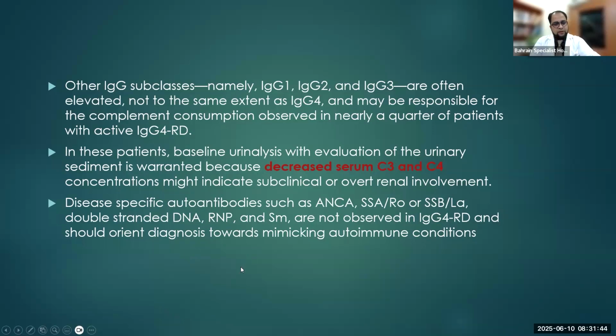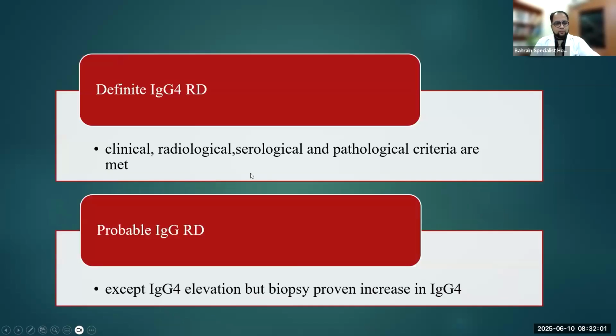So before coming to the final diagnosis, we have to rule out other specific autoantibodies like ANCA, anti-SSA Ro, anti-SSB La, double-strand DNA, anti-Sm, and other specific autoantibodies. So when all the criteria are met, the diagnosis is given as definite IgG4. When there is no elevation of IgG4, the wording of probable IgG4 has to be taken.